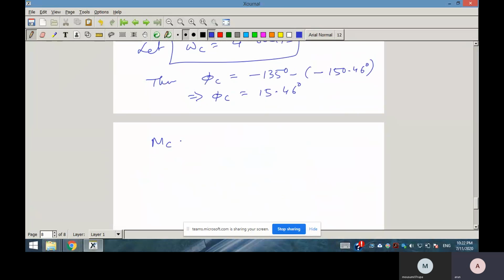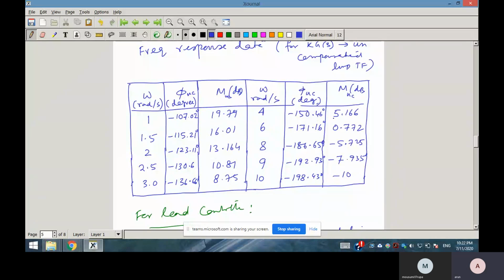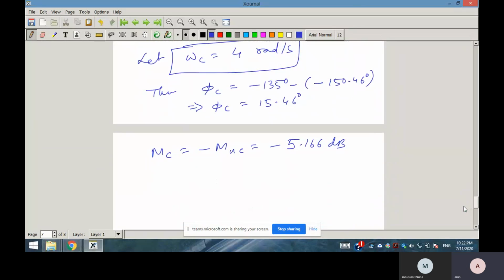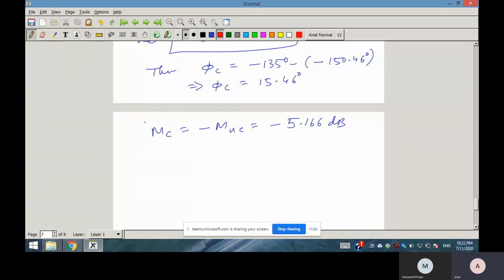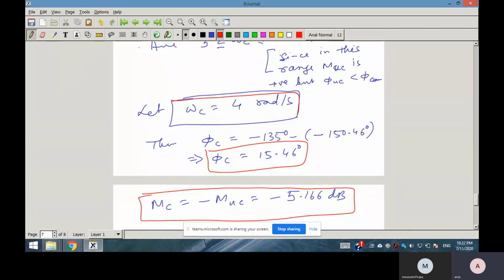And how much Mc do we need? Mc equal to minus MUC. So that means, you can easily see from the data at 4, 5.166 dB. So minus MUC means 5.166 dB. So this much gain attenuation we need, this much phase lead we need, and this is the frequency we want.